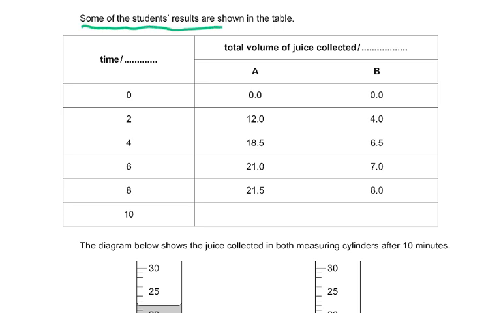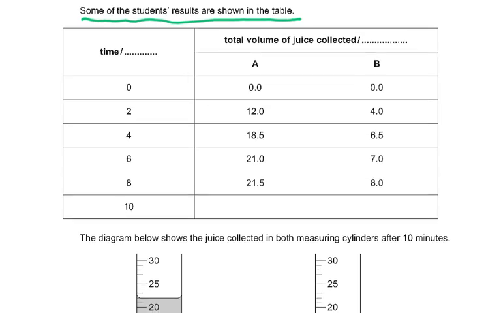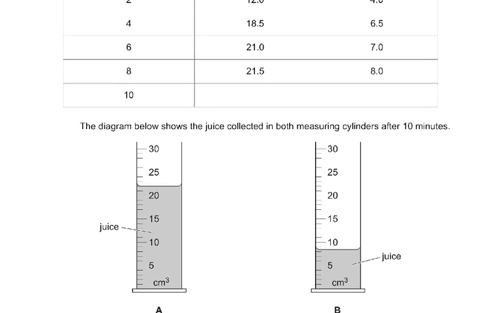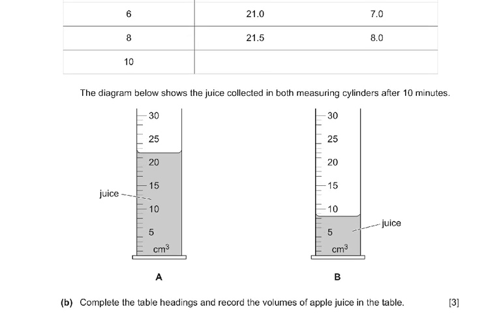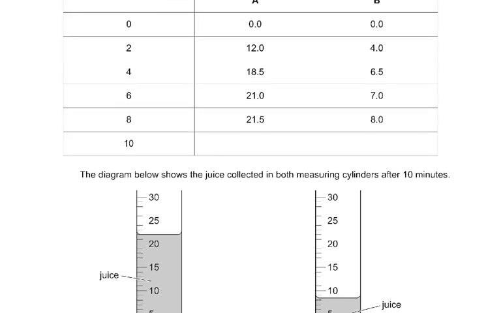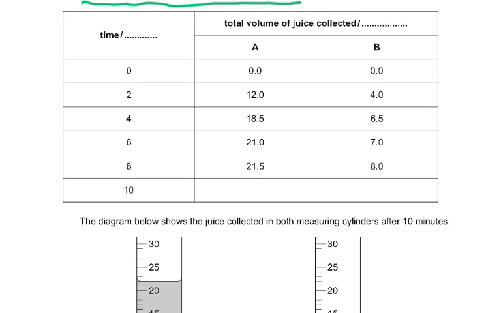Some of the students' results are shown in the table. Time, total volume of juice collected. Now you can see this table. The diagram shows the juice collected in the measuring cylinders after 10 minutes in A and in B. Now it says complete the table headings and record the volumes of apple juice in the table. So complete the table headings. So total volume will be in cm cube.